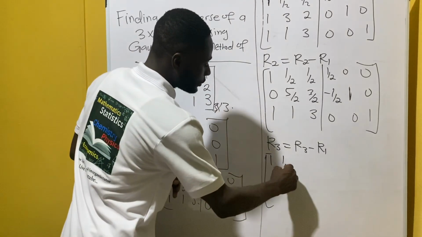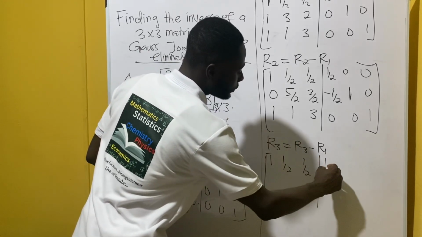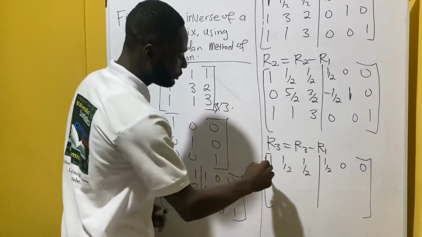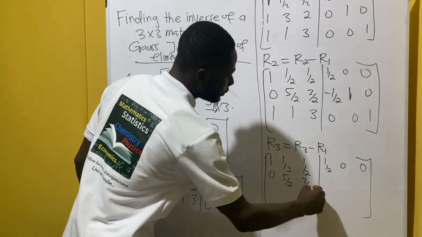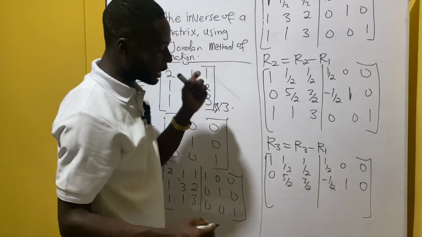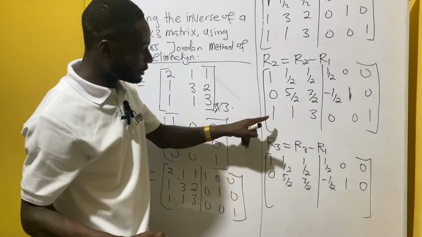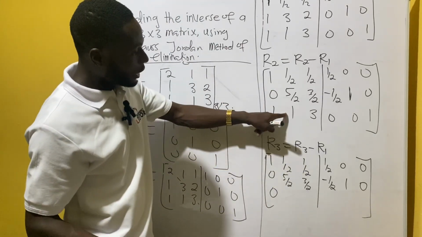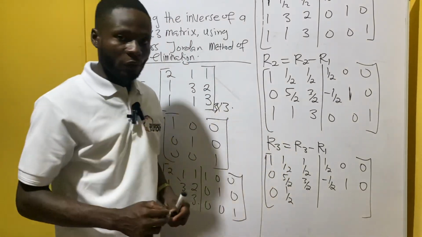maintain the first row, right? Then we maintain the second row as well. Right? So now we are interested in the first element on the third row. So that is 1 minus 1, and that is 0. Then we have 1 minus half, and that is half, right here.